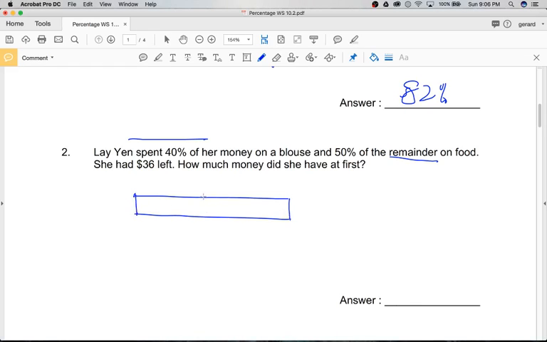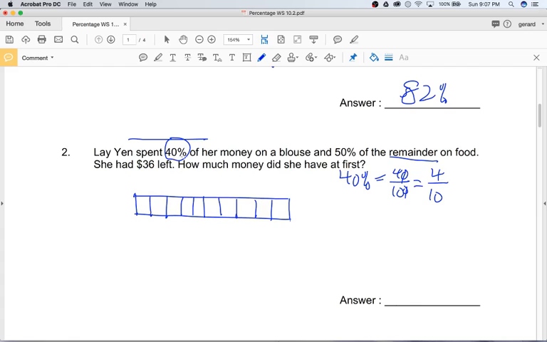I'll split it into 10 parts. Take note of why I split into 10 parts. It's because of this 40% here. 40% is equal to 40 over 100, correct? You cancel this, and it's actually 4 parts out of 10 parts. I know some of you might say you can simplify to 2 over 5, but there's a reason why I keep it to 10.